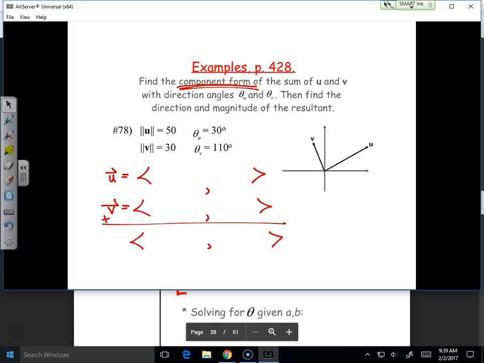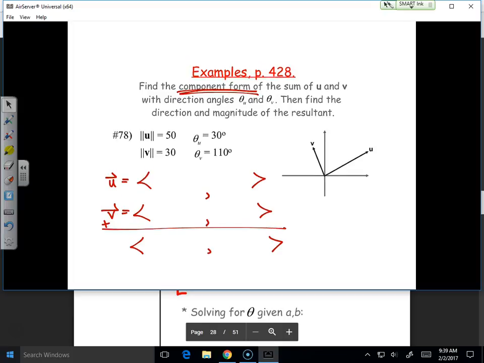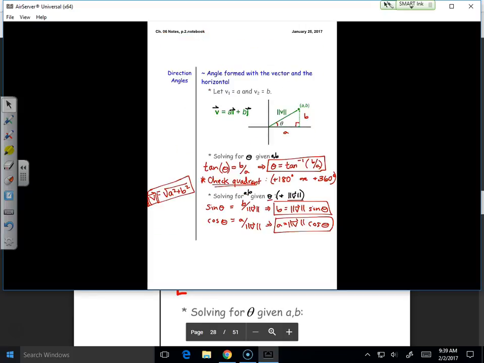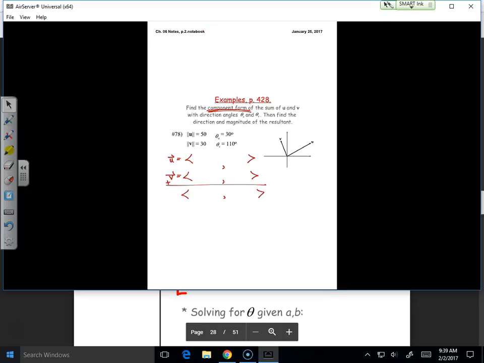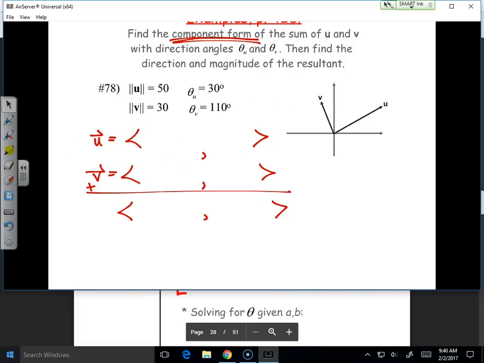Wait, how do we get components? Oh, there are formulas. No, it's not that stressful. Wait. Aren't there formulas for how to get a and b? Yes. Given magnitude and angle. We're just going to use those. So a goes first, b goes second, so the cosine one goes first, the sine one goes second. So all we have to do is say, for u, sweet, 50 cosine of 30, 50 sine of 30. Well, that's not bad. For v, we have to do 30 cosine of 110, and then 30 sine of 110.